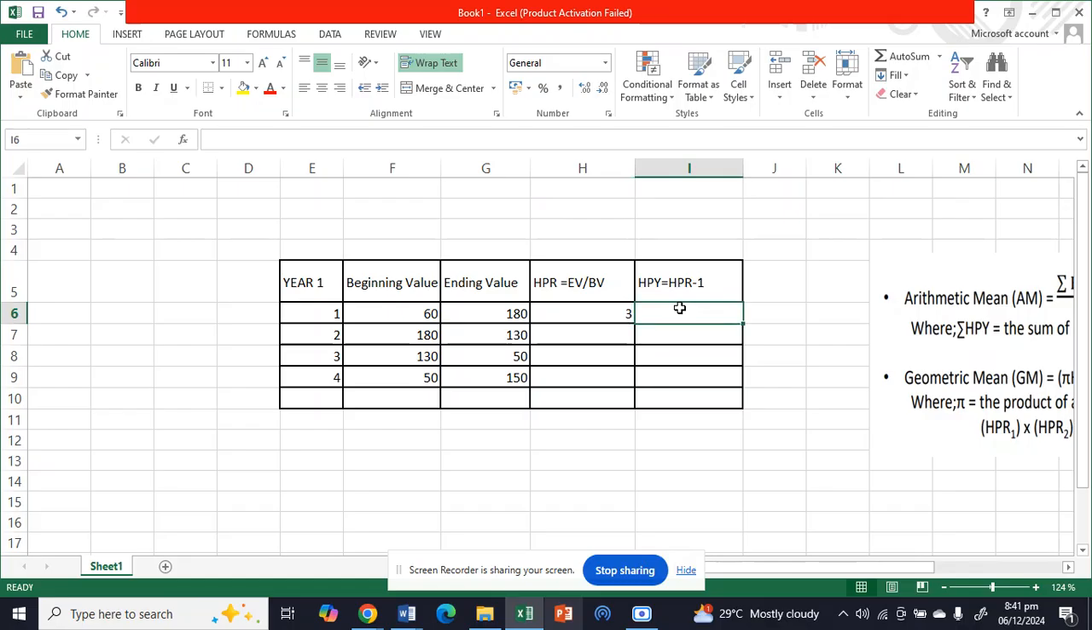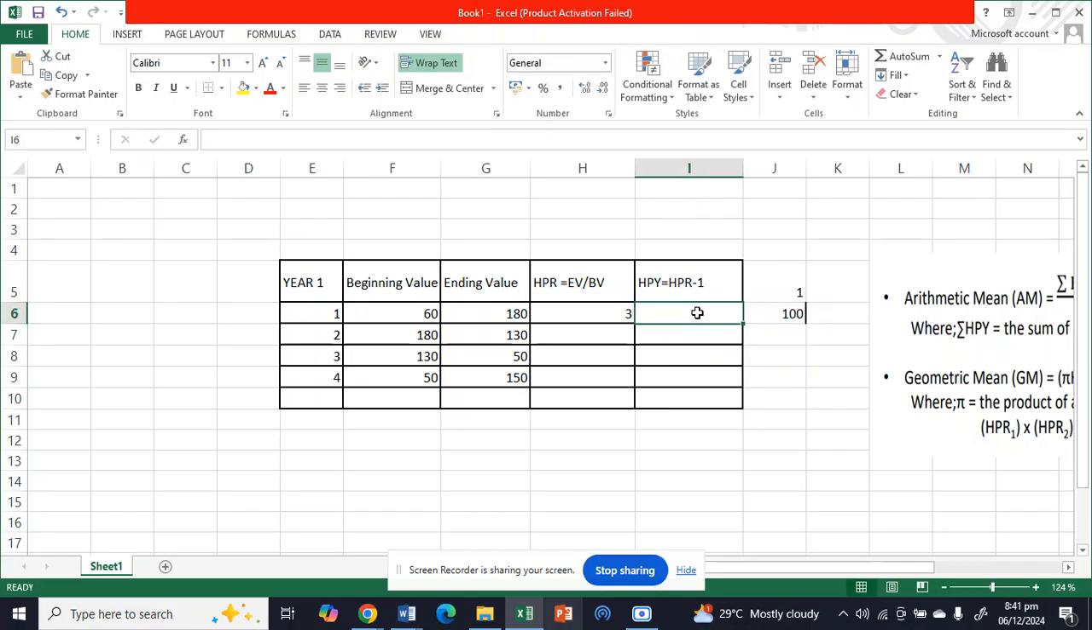All right, then we want to get our holding period yield. We want to express this 3 in terms of a percentage. So remember, our holding period yield is just our HPR minus 1. So just put a 1 here. And then we multiply it by 100 to get a percentage. So we then put 100 here.